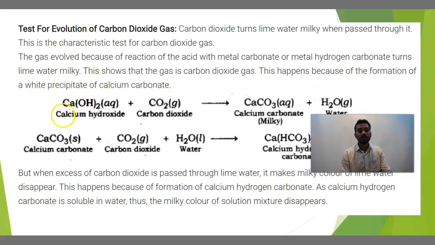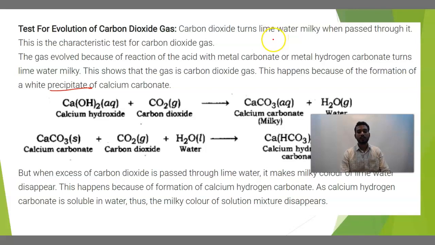What is the meaning of precipitate? Can you see this word precipitate here? Yes, precipitate is nothing but something that, once formed, does not react again with any other substance. That is called a precipitate. So carbon dioxide turns lime water milky when passed through it.